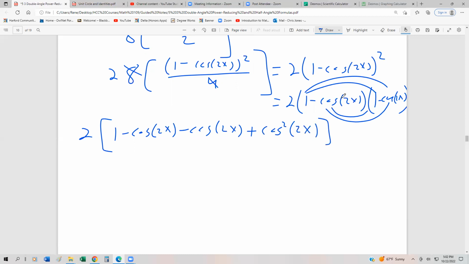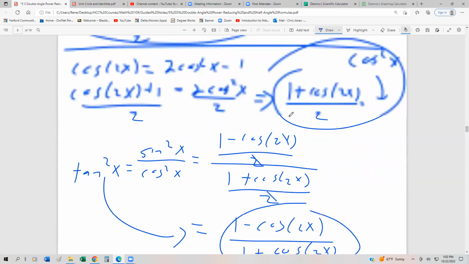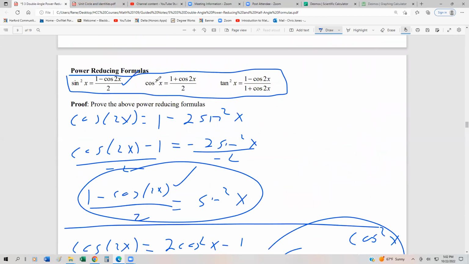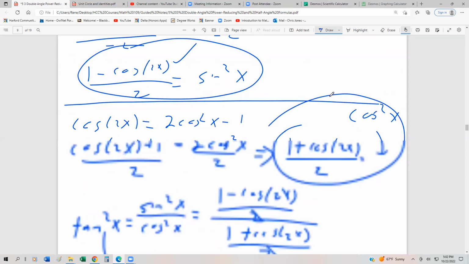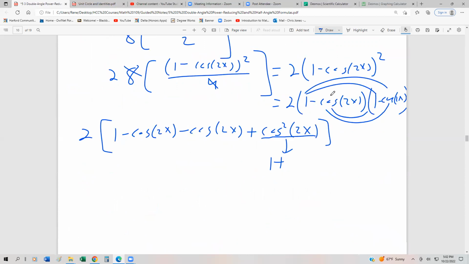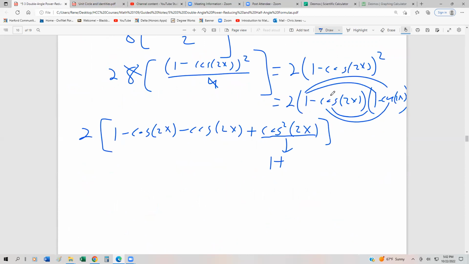But nothing to worry about, okay? Because we could use the power reducing formula again on this. And so we know that cos squared of 2x is going to become, by looking at our power reducing formula, let's go all the way back up here, cos squared of x is 1 plus cos 2x over 2. So we just have to double this interior angle. So this is going to be 1 plus cos of 4x over 2.